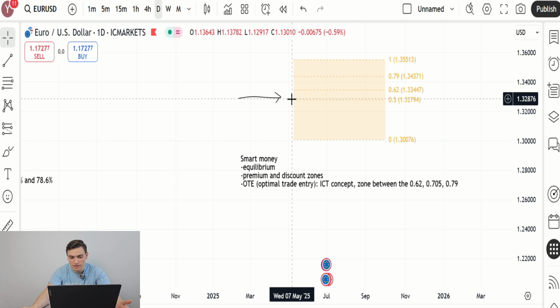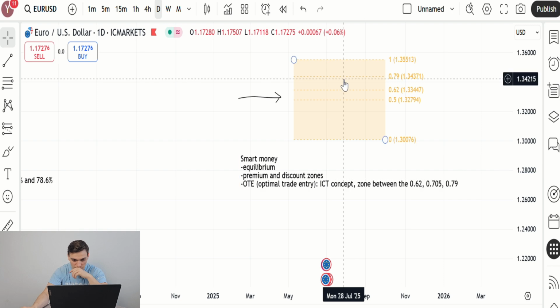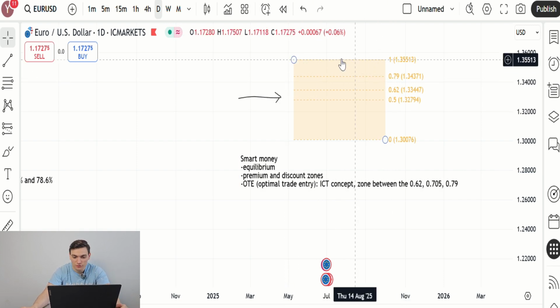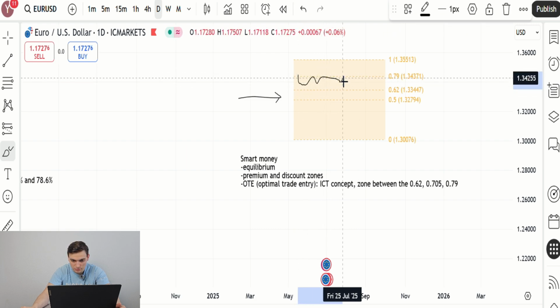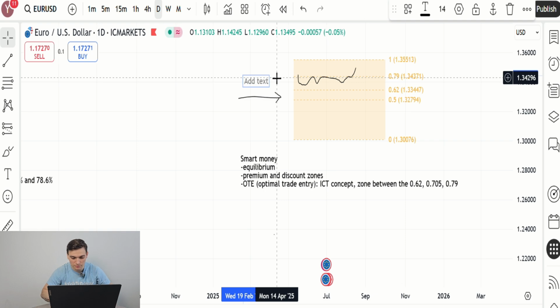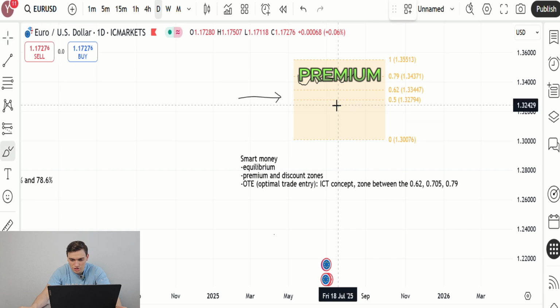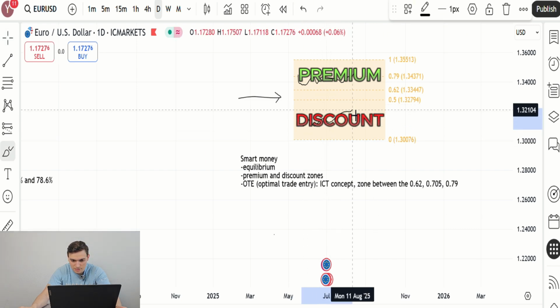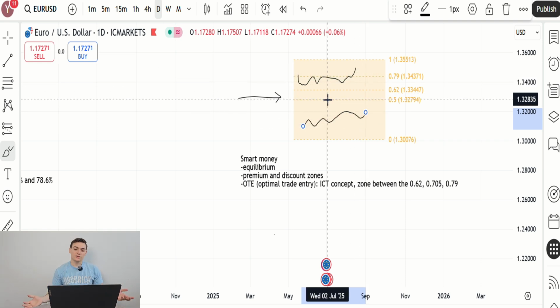Like I said, it's just the line between premium and discount. Premium and discount zones: everything above the 0.5, so everything here, this is called a premium. Well, I don't have to write that actually. And everything below the 0.5, that will be a discount, okay? ICT traders and smart money traders use this often.